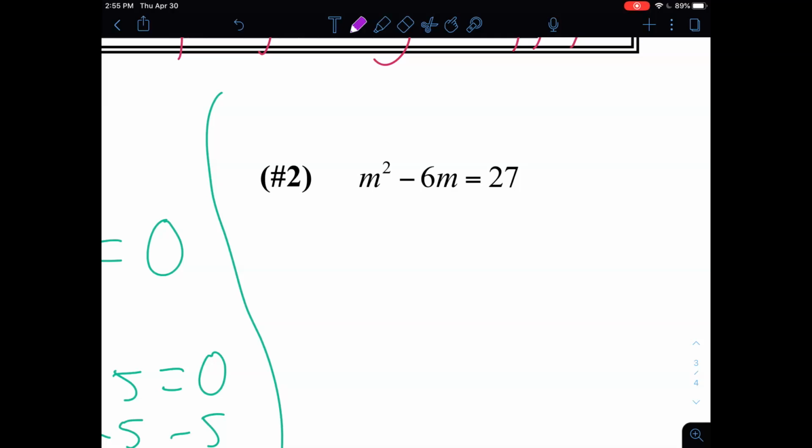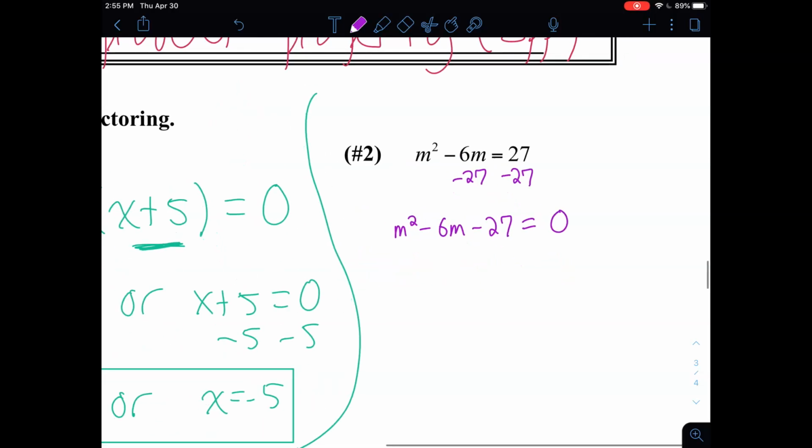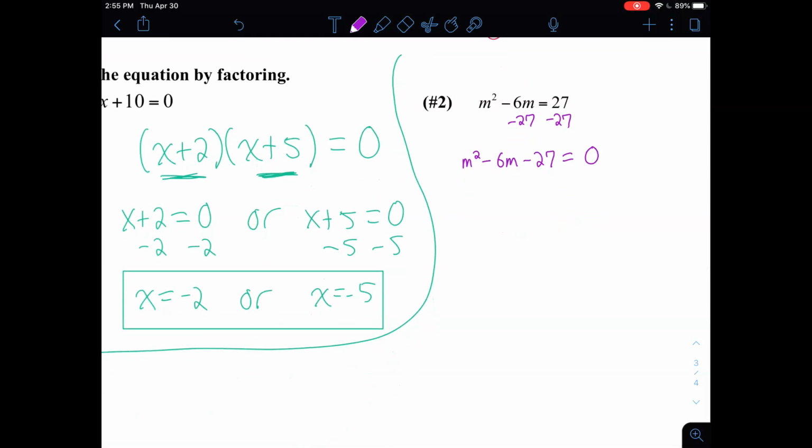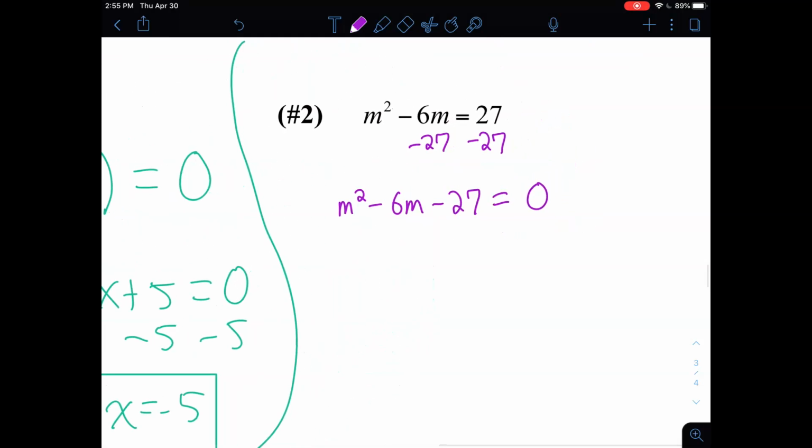So what I'm going to do for this one is I'm going to get the 27 on the other side. How do I move 27 to the left-hand side? I'm going to subtract 27 from both sides. m squared minus 6m minus 27 equals 0. Okay. So now we have it equal to 0.